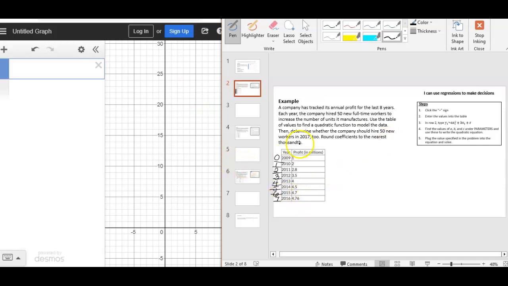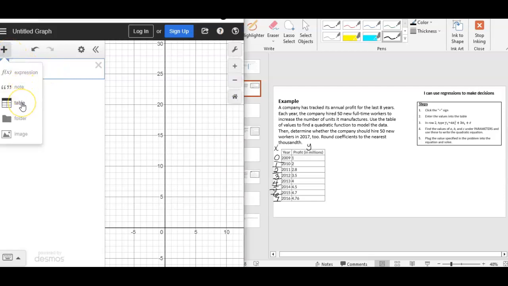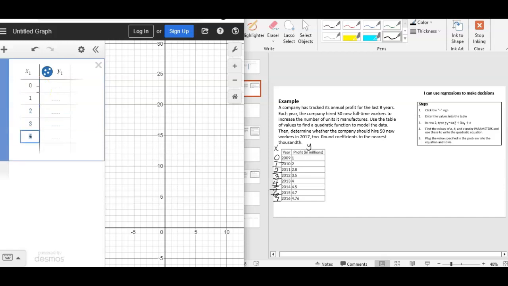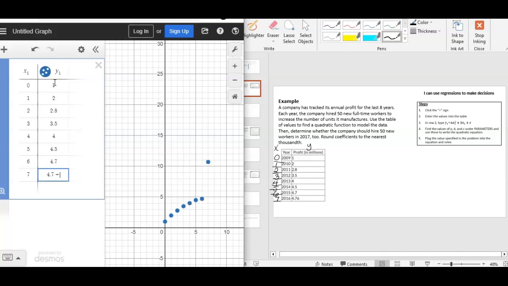So I'm going to use all of those values as my X, and then for Y, I'm going to do the profit in millions. So I'm going to click the plus sign in the upper left-hand corner and click Table. I'm going to enter all these values here. And then in Y, I'm going to enter the profits. 3.5, 4, 4.5, 4.7, and 4.76.